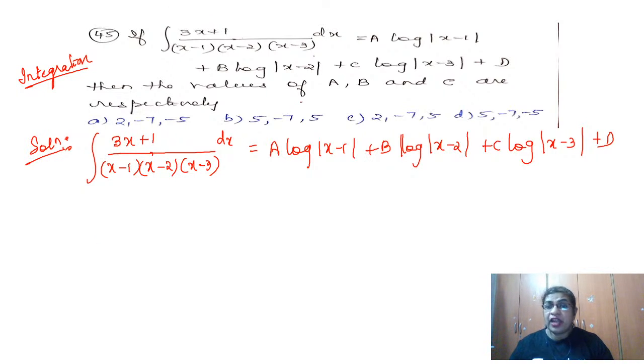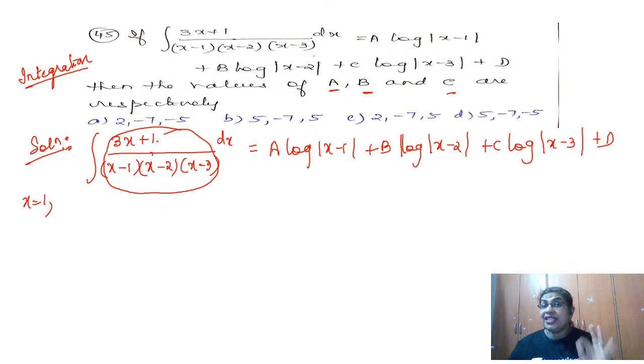Now, what is my aim? My aim is to find the values of A, B, and C. And for this, I'm going to give you a trick, a shortcut. Understand this. The trick is, look at the first factor in the denominator. Which is the first factor in the denominator? x minus 1. So what will happen if you put x minus 1 equal to 0? You are getting x is equal to 1. So, in the entire integrand, substitute x is equal to 1.